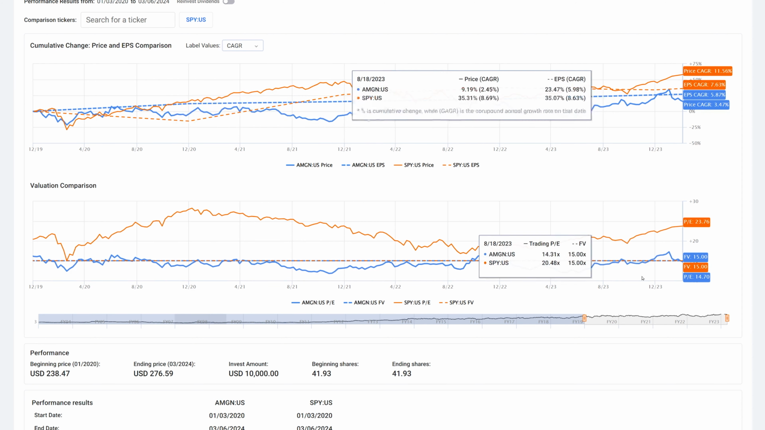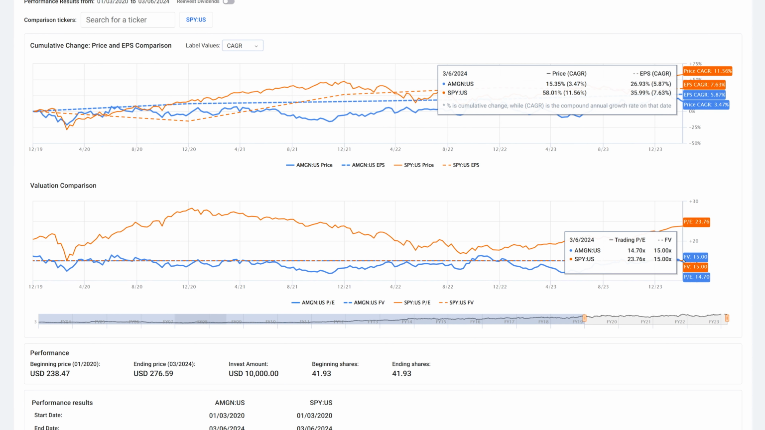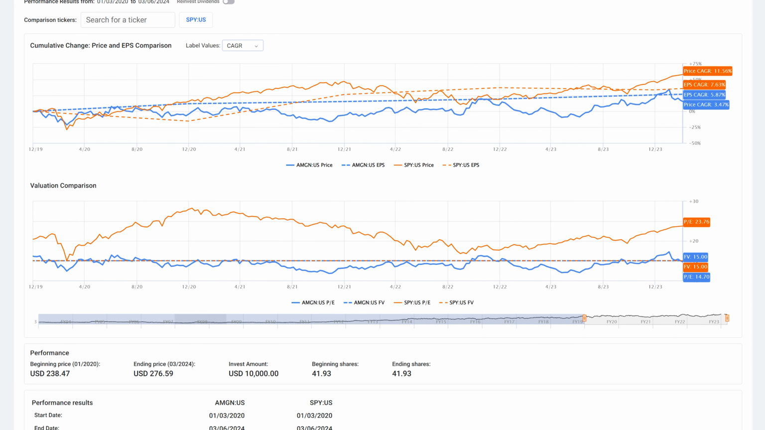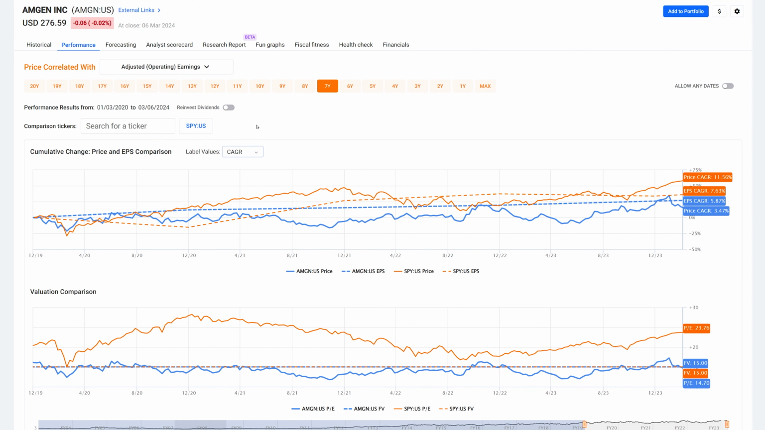But here's the kicker. At the end, when I'm going from point A to point B, if I point to this thing here, the valuation of Amgen was only 14.7, where the valuation of the market was a multiple of 23.76. So even though, if we look at the numbers up here, the earnings growth of the market was 7% and Amgen's earnings growth was only 5.87%, the valuation advantage clearly created a time where the market outperformed Amgen, mainly because of valuation and earnings growth.